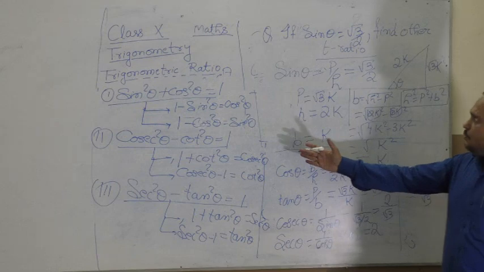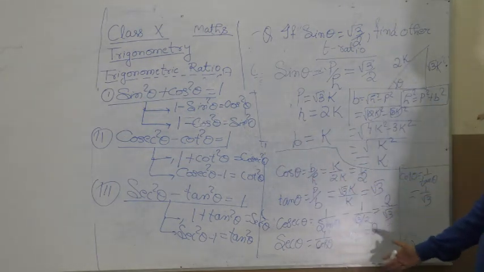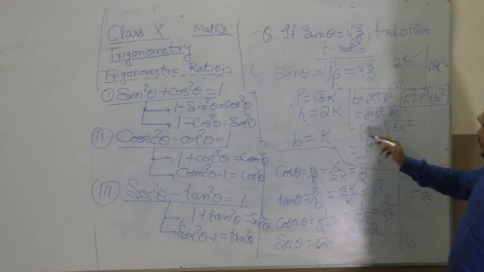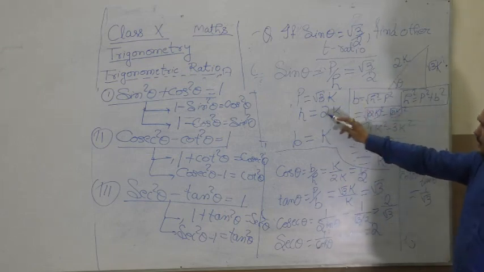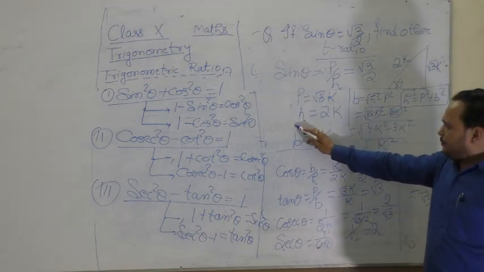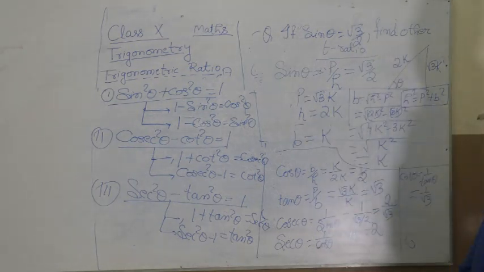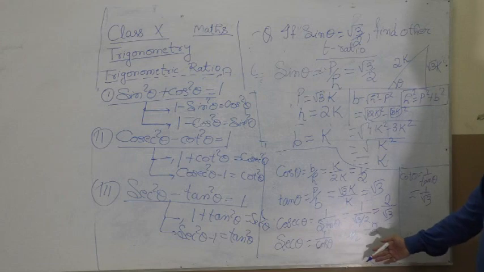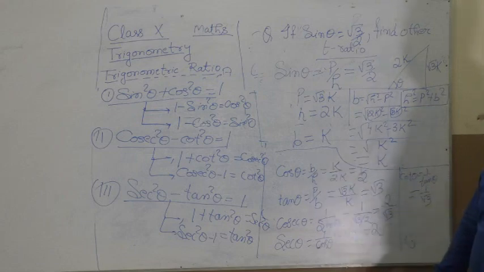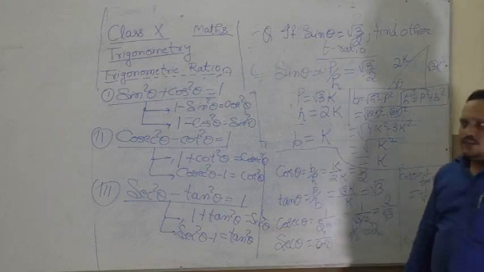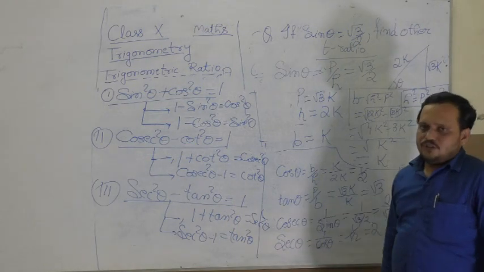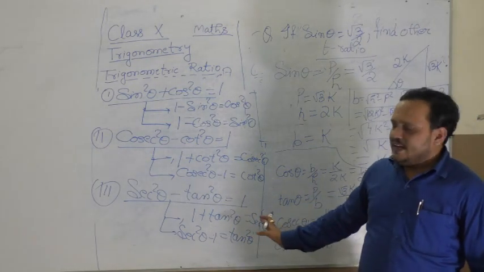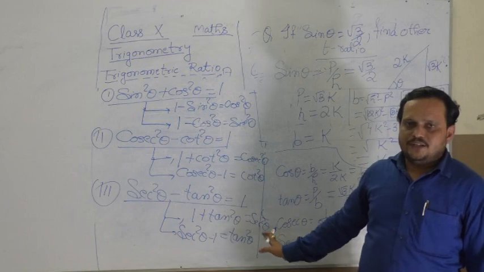In this way, you can find the different T ratios. If one T ratio is given, then by the Pythagorean triplet you can find the perpendicular or base or hypotenuse, and then by the trigonometric ratios you can find the values. So I request you to follow these formulas and do the sums given in the exercise.